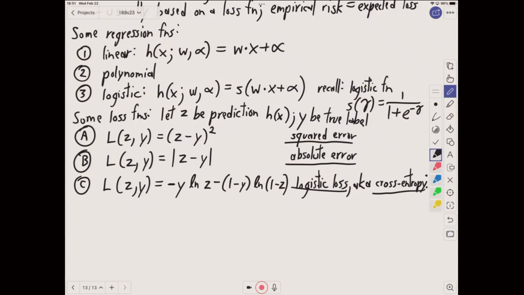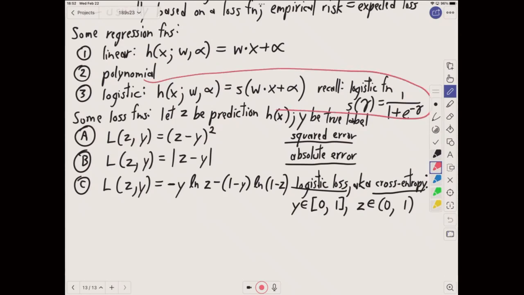And I want to be clear that for this to make any sense, y and z both need to be in a very restricted range. It only really makes sense if y is a number in the range from 0 to 1, and z is a number strictly between 0 and 1. But it might seem like a pretty harsh restriction to say that our prediction has to be between 0 and 1, but that's actually what naturally falls out of the logistic regression, is that this value here is always between 0 and 1, so no problem.